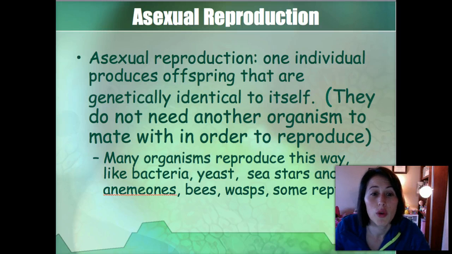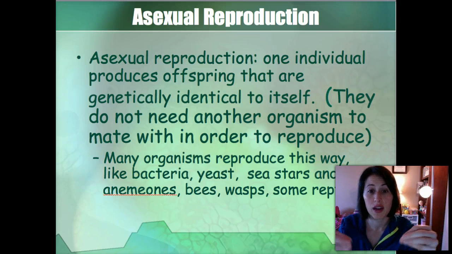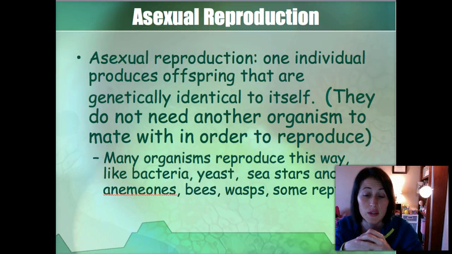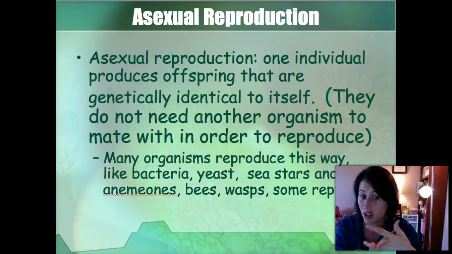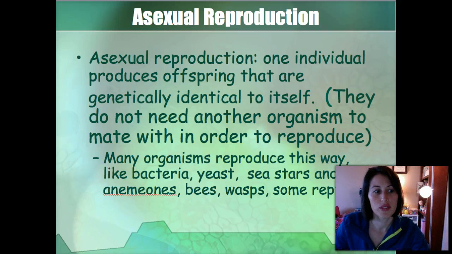Asexual reproduction is where one individual produces offspring that are genetically identical to itself. Okay, they don't have to have another organism in order to reproduce. All they do is they grow bigger, and then they split in half, and now there's two cells. Many organisms actually reproduce this way. Bacteria, yeast cells, sea stars can reproduce this way. Sea anemones can reproduce this way. And actually, bees and wasps and even some reptiles can reproduce asexually as well.